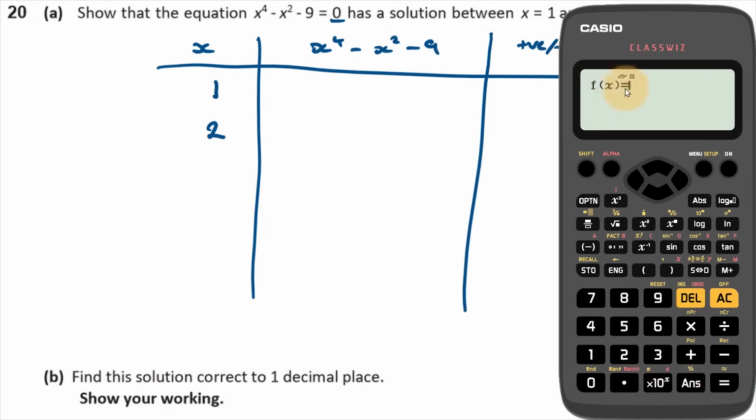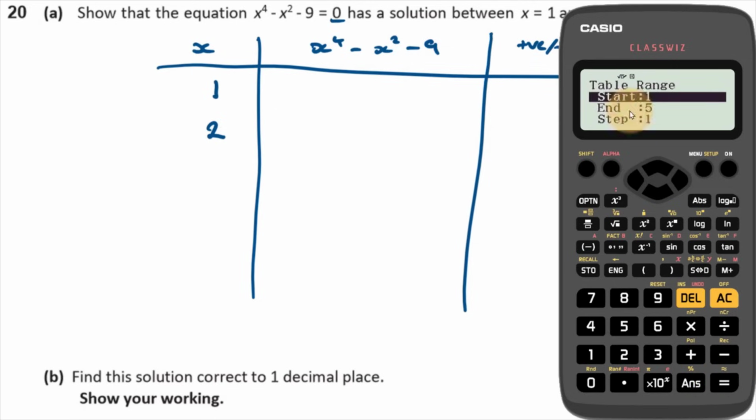Now you get f of x is equal to. I'm going to type in the formula that I've been given, x to the power 4 minus x squared minus 9. So x should be, where is x? It's up there. X to the power of 4 minus x squared minus 9. Okay, so that's my function. It's going to ask me for g of x. This calculator mode can handle 2 functions at once, but we don't need a second function, we just need one. So I'm just going to press equals again, and it's going to skip over.